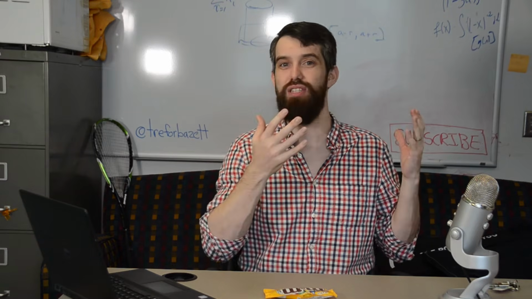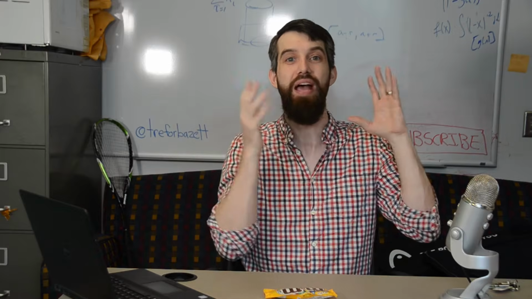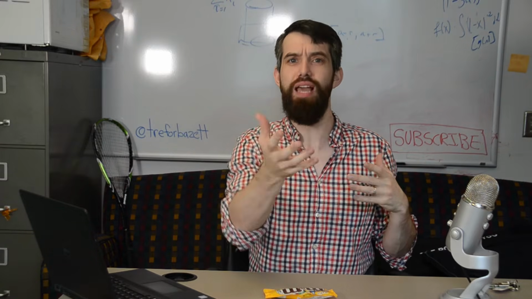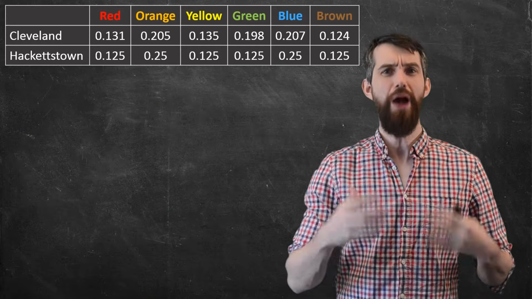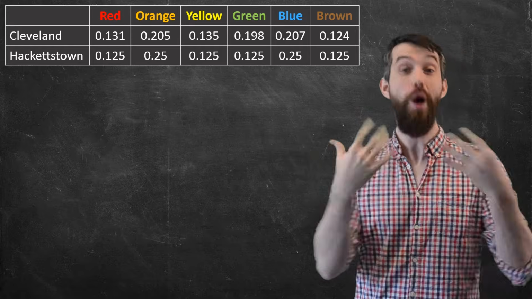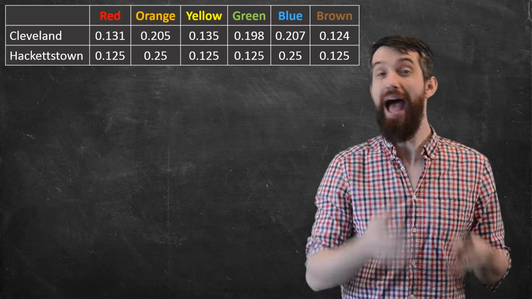I can ask all sorts of questions, like, what's the probability of an orange M&M given that it comes from the Hackettstown plant, and so on. So let's take a look at the math involved. I went and put the data that I found online into a table, with one row for the Cleveland plant and one row for the Hackettstown plant.